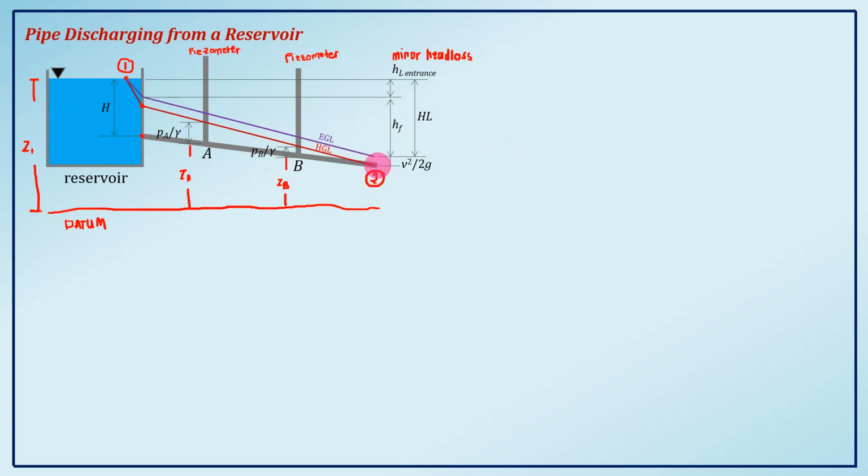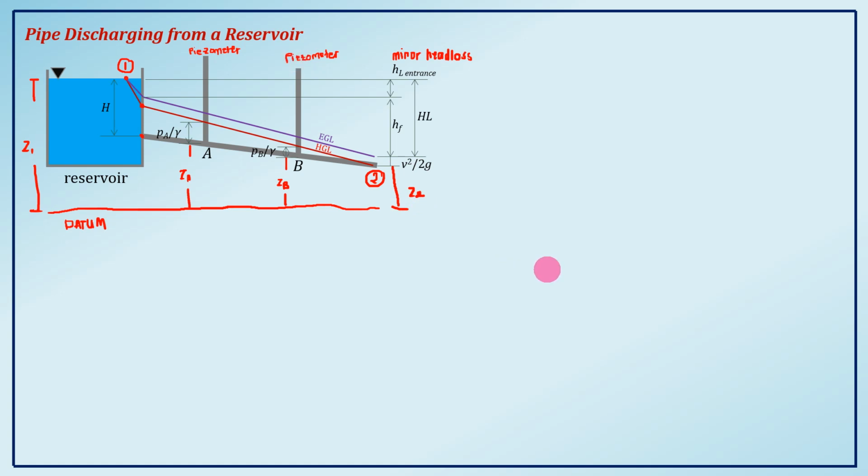And then, if our pipeline here is level, ZA and ZB will be equal. So the change in elevation is the only thing we can consider there, because point 1 and point 2 are not at the same level. So if it has Z2, that will contribute to our Bernoulli's energy equation.